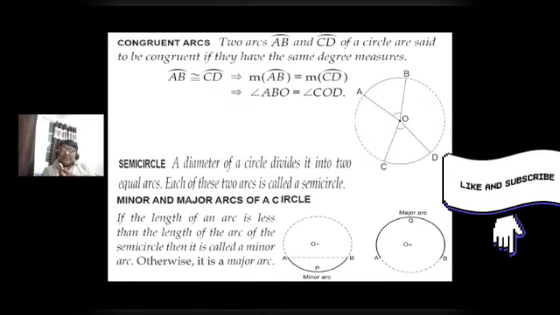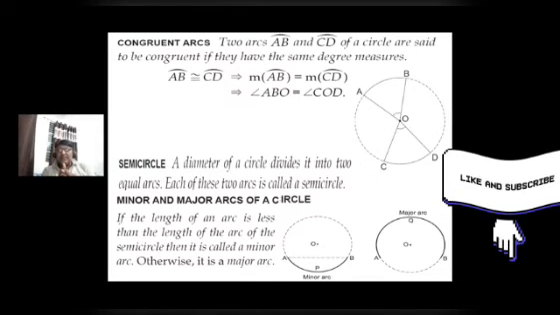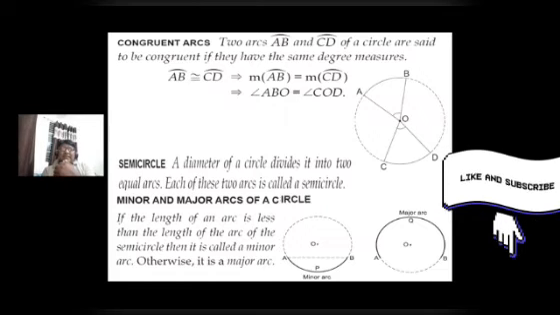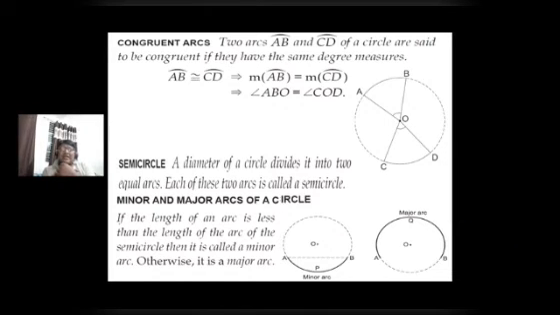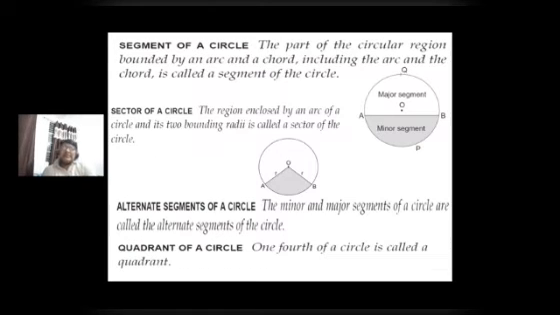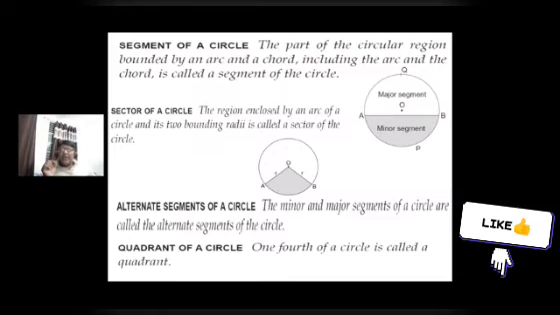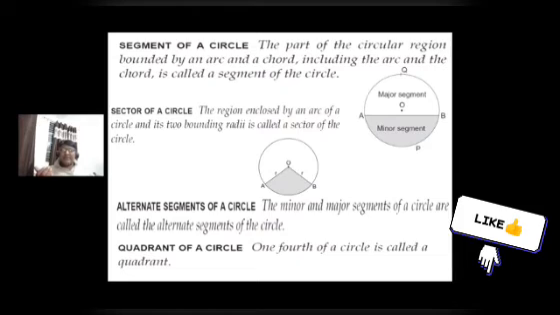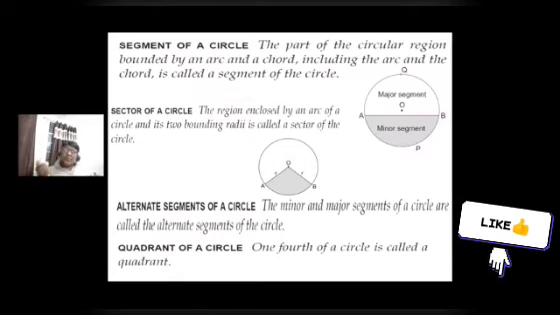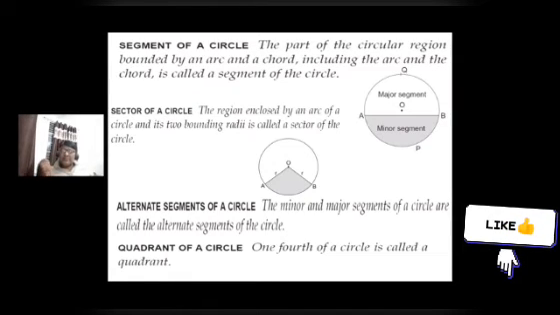Segment of a circle. Whenever you draw a chord in a circle, it divides the circle into two parts. Each part is called a segment. The part of the circular region bounded by an arc and a chord is called a segment of the circle. The bigger part is called the major segment, and the smaller part is called the minor segment.